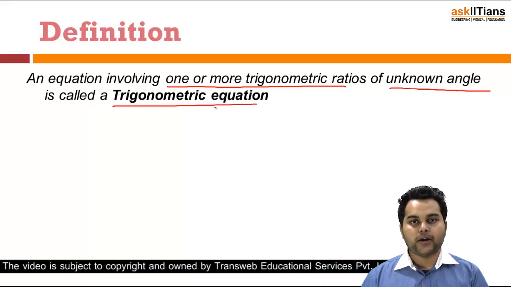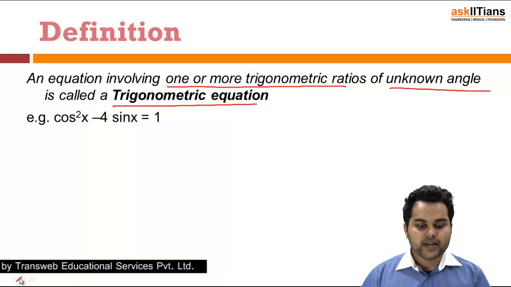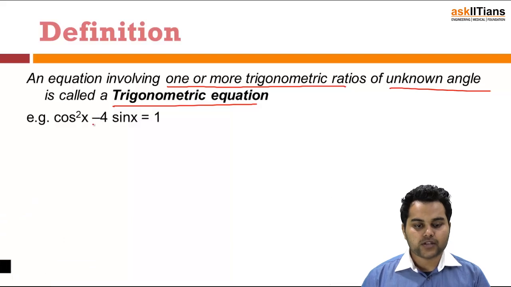I'll take up an example now. cos square x minus sin x minus 4 sin x is equal to 1. Now cos square x has two trigonometric ratios, one is cos and another one is sin. The same unknown angle is used for both the trigonometric ratios, and the whole equation is equated to something. So this is an example of a trigonometric equation. Various trigonometric ratios are involved of the same unknown angle, and it is in equivalence with something.